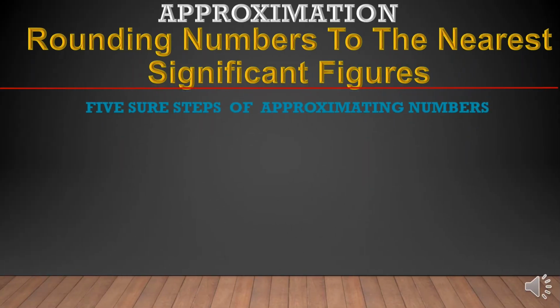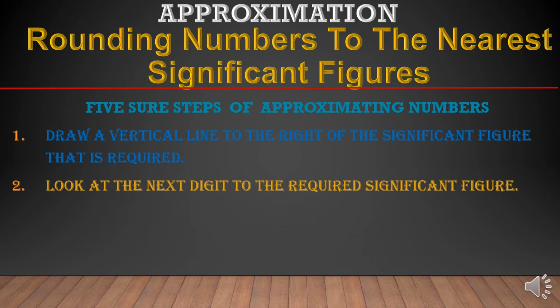Let's go on to our 5 short steps of approximating numbers. We've gone over this before, but just to refresh your mind, I'm bringing it up again. Our first step is to draw a vertical line to the right of the significant figure that is required, whether you're asked to approximate to the first, second, third, or fourth significant figure. Just draw a line right after the number that is required, and then look at the next digit immediately after the line. That will tell you if it's to round up or down.